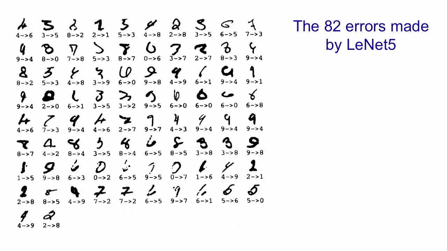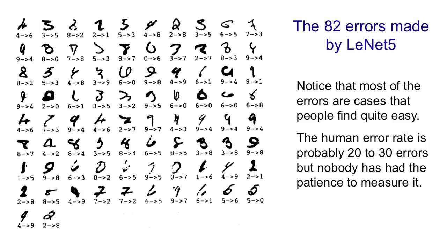Here are the errors that LeNet 5 made, and this shows you that the data it's dealing with is quite tricky. There are 10,000 test cases, and these are the 82 errors it makes, so it's doing better than 99% correct. Nevertheless, most of the errors it makes are things people find quite easy to recognise, so there's some way to go still. Nobody knows the human error rate on this data, but it's probably 20 to 30 errors.